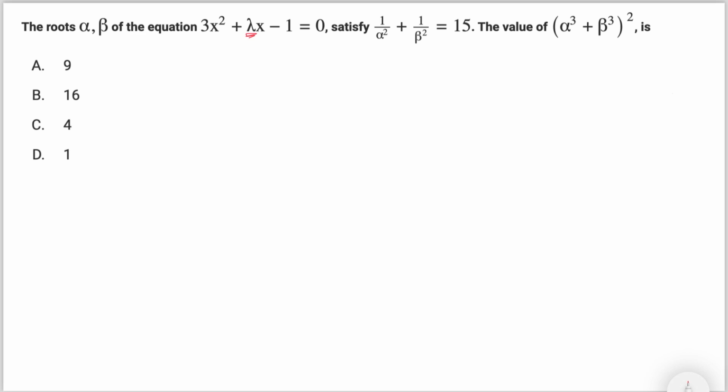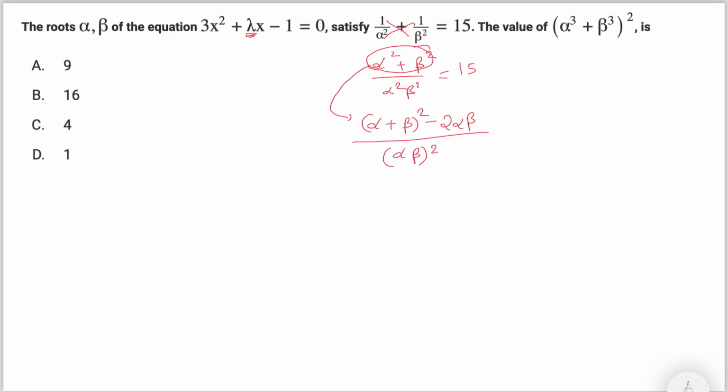Let us understand what we have been given initially. We have been given 1 upon alpha square plus 1 upon beta square as 15. Now our first step is we cross multiply these two terms. We will get alpha square plus beta square divided by alpha square into beta square will be equal to 15. Now this numerator is like a square plus b square, right? A square plus b square we can manipulate as a plus b the whole square minus 2ab. And the denominator alpha square beta square can be written as alpha beta the whole square. And this entire thing has been given to us as 15.